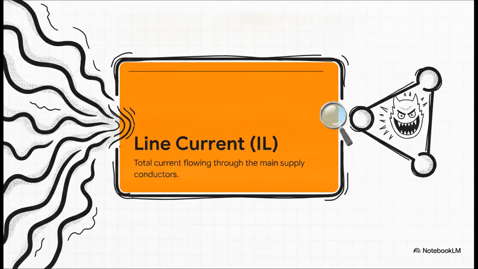We absolutely must contrast that inner flow with the line current. Think of this as the heavier combined electrical flow rushing from the main power source, traveling down those main supply conductors before it hits our load and splits into the delta loop. It is the grand total flow that's feeding the beast.